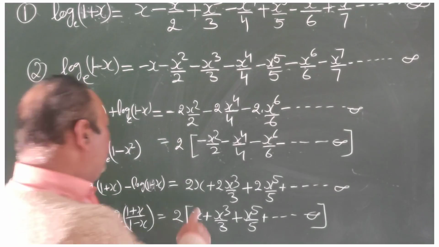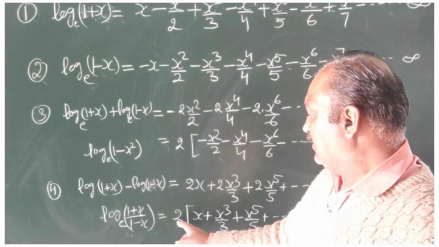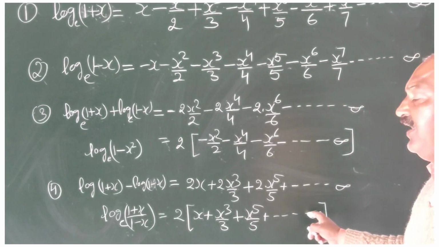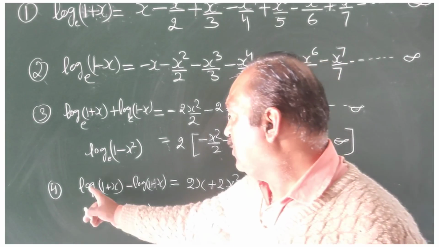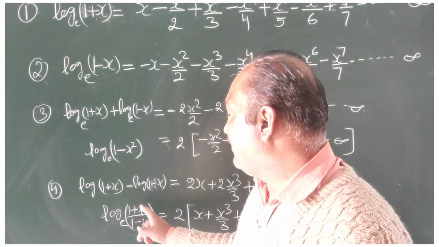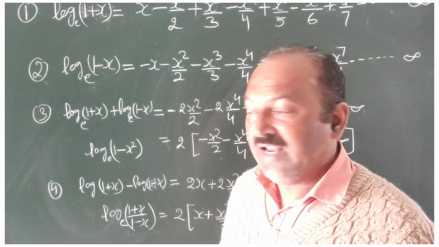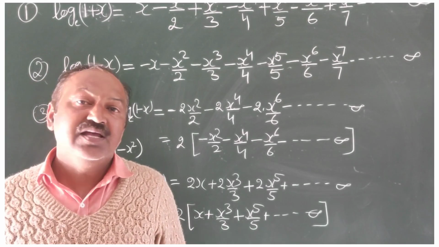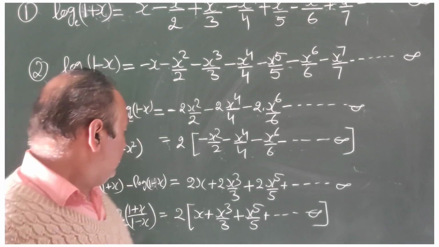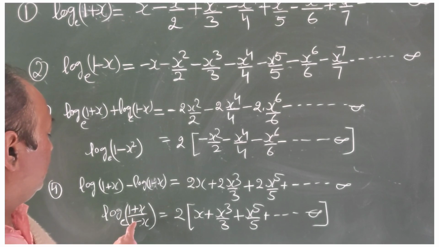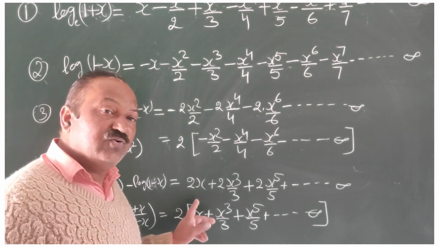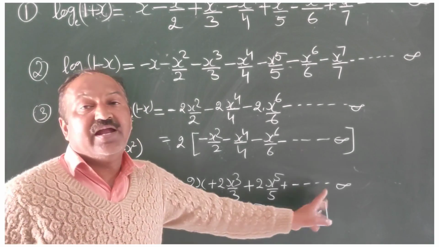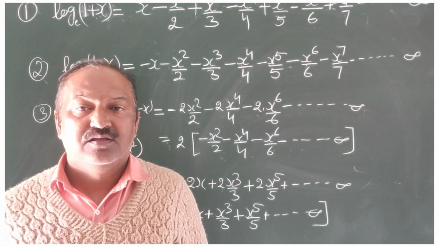Now taking 2 common from here, we will get 2 into x plus x cube upon 3 plus x to the 5 upon 5 plus and so on up to infinity. And log m minus log n is log m upon n. Hence, this is an important result for examination as well as competition point of view, that log of 1 plus x upon 1 minus x is equal to 2 into x plus x cube upon 3 plus x to the 5 upon 5 plus and so on up to infinity. That's all.